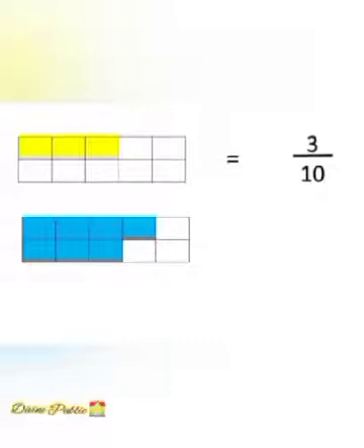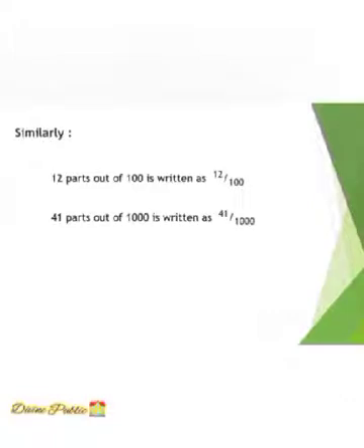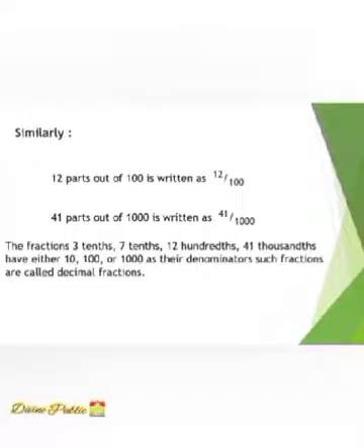If 7 boxes are shaded, it represents 7/10, that is 7 parts out of 10 are colored, and it is written as 7 by 10. Similarly, 12 parts out of 100 is written as 12 by 100 or 12 hundredths. 41 parts out of 1000 is written as 41 upon 1000 or 41 thousandths.